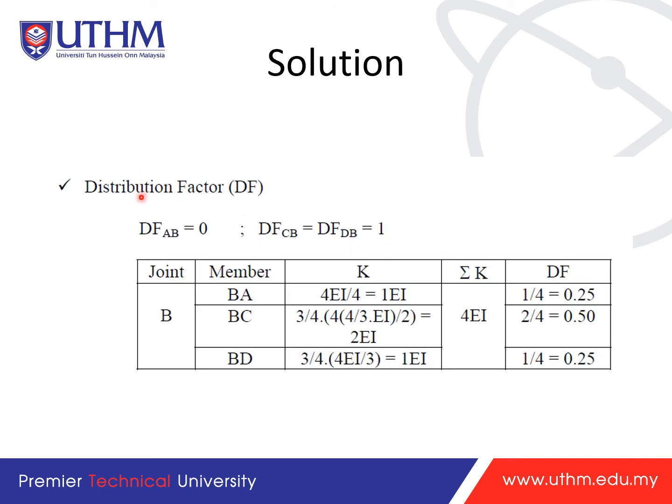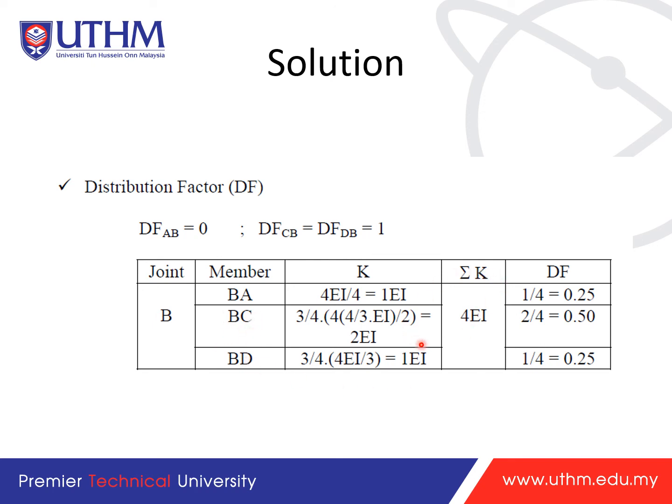So you can see that the distribution factor of AB is 0 at the fixed end, and then CB and DB is 1 because this is the pin support. And then you can see that at joint B, when we are on the beam method, it is only 2 members, but now we have 3 members because at B it will connect to A, to C, and to D.